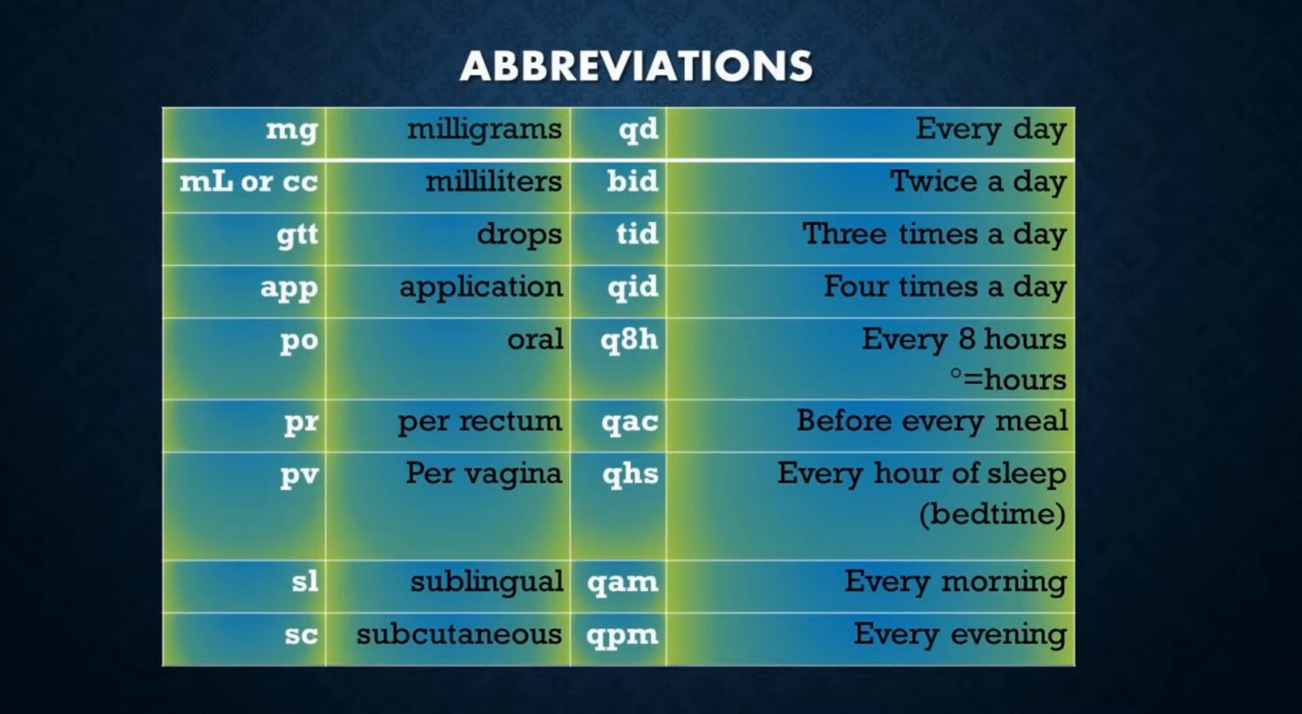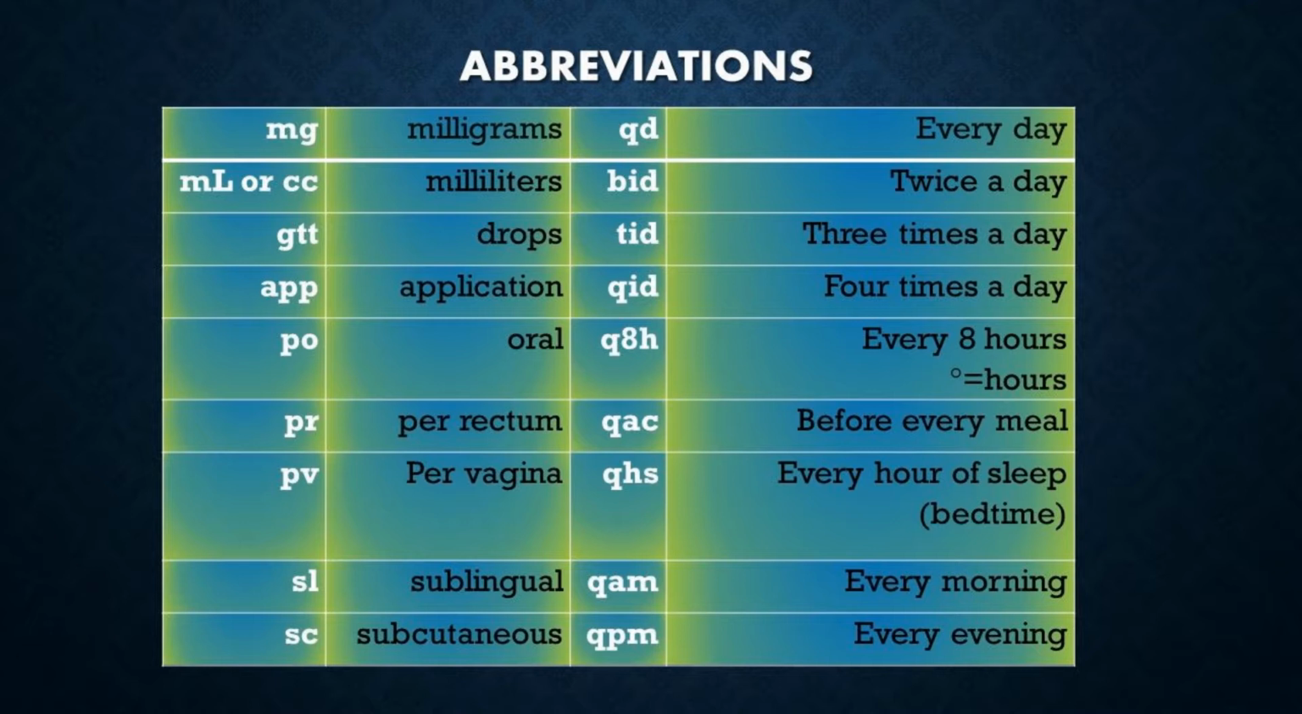Next are some abbreviations for the route by which the medication should be taken. PO, these are Latin, something like per orum or by mouth. Next we see PR, per rectum, for example, if you were giving a suppository for constipation. PV is per vagina. SL is sublingual. Some medications come in tablets. For example, nitroglycerin for chest pain is given under the tongue, so that's sublingual. And then subcutaneous. Some people inject medications at home, for example, insulin given SC or subcutaneously.